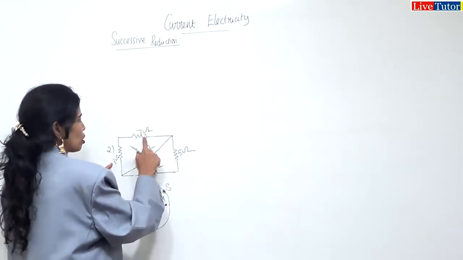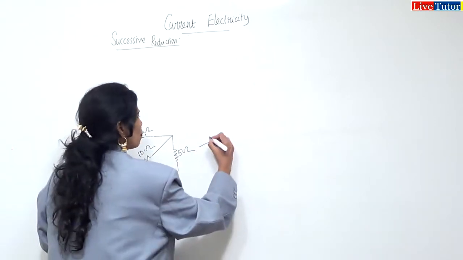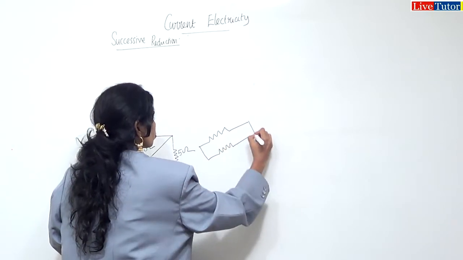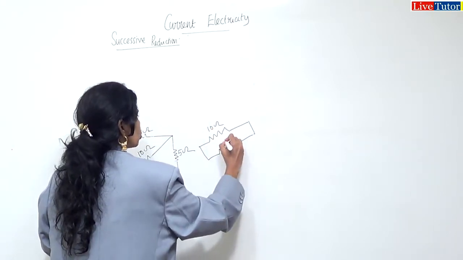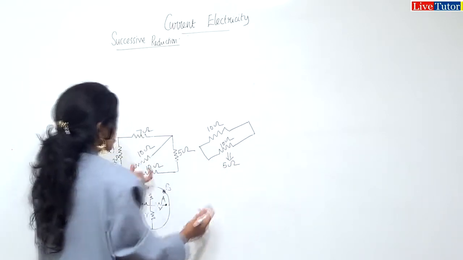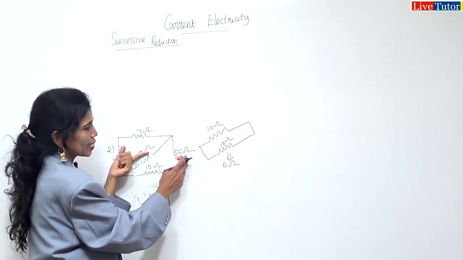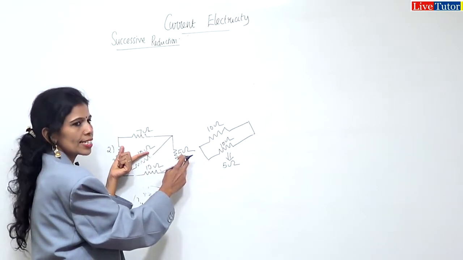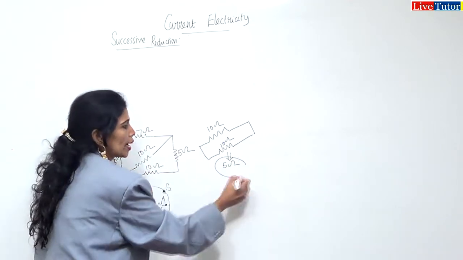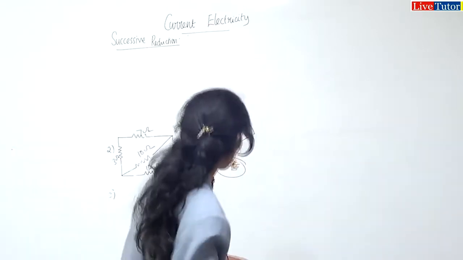Let me solve this: 7 plus 3, 10 ohm. So 10 ohm and 10 ohm are in parallel. So when we solve this, we get the answer as half of the value. So this will be equal to 5 ohm. Now this 5 ohm and 5 ohm are in series. So again we get the answer as 10 ohm. This 10 and 10 are in parallel. So the final answer will be 5 ohm. Okay. So let us do the last problem.